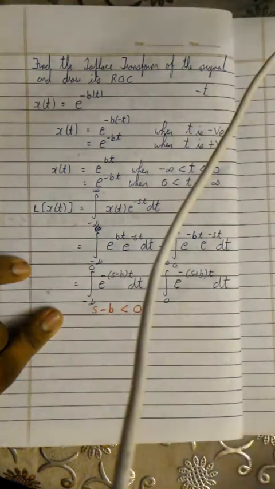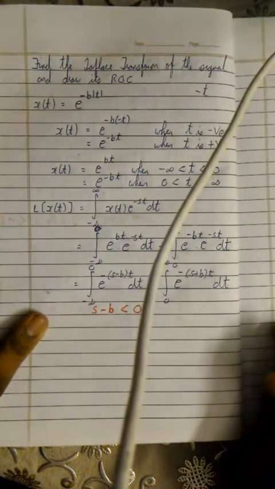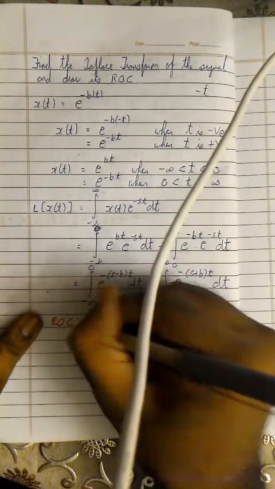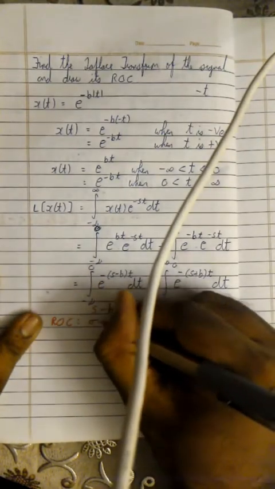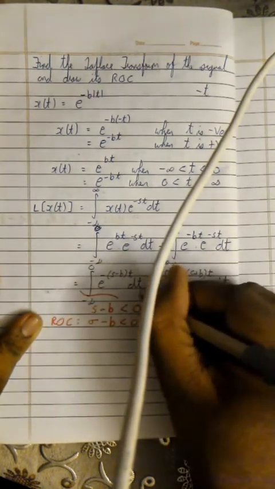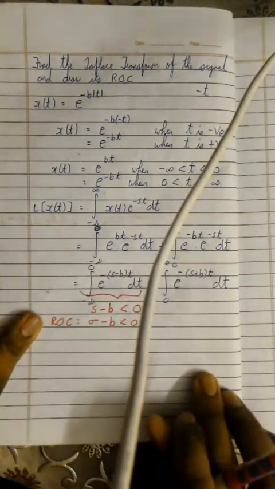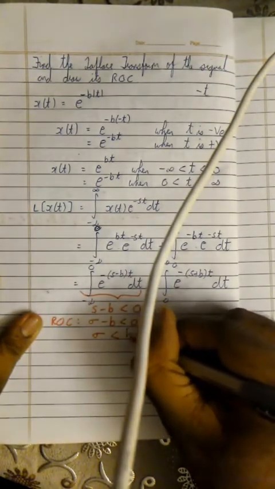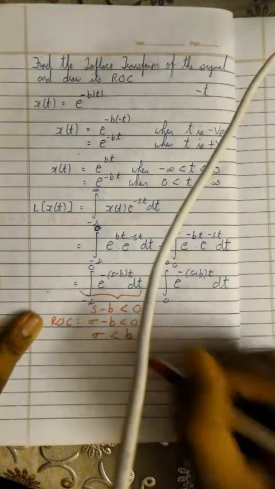Or in other words, the ROC of the first term is sigma minus b must be less than 0, or in other words, sigma must be less than b.